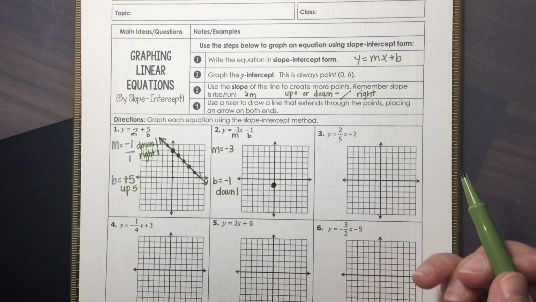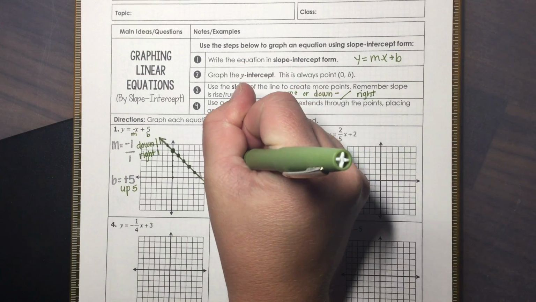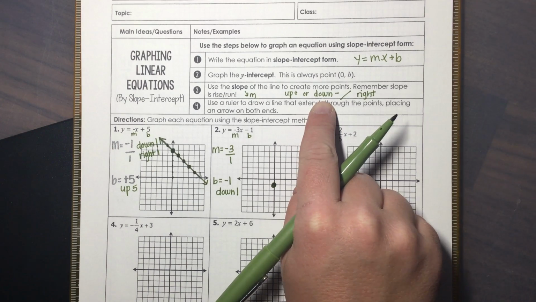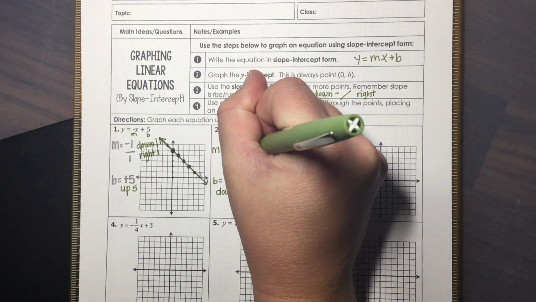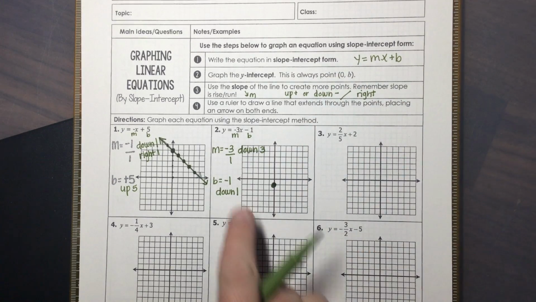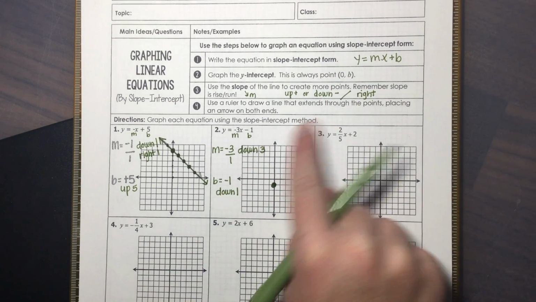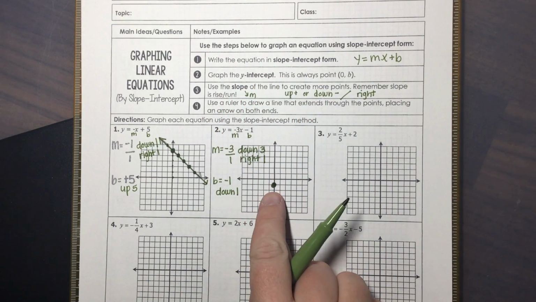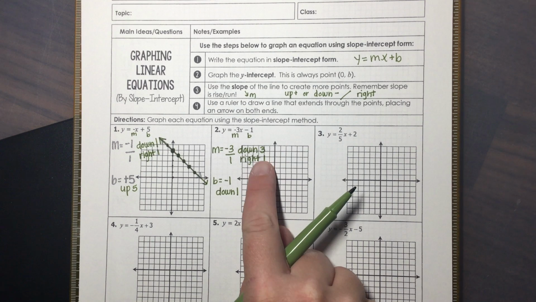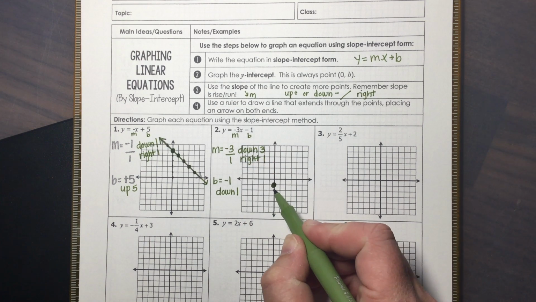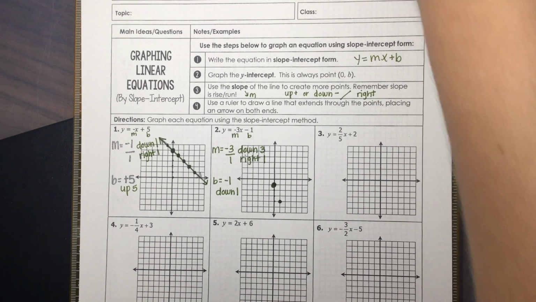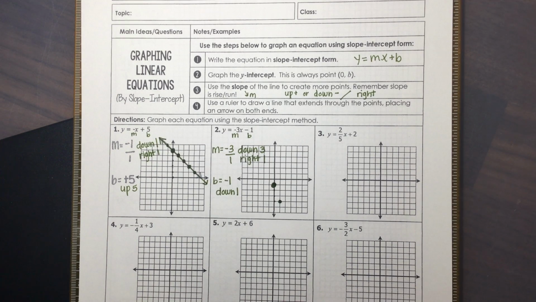So right now I don't have my fraction, so I can write divided by 1, because remember, that doesn't change anything. So now I have a negative, so a negative tells me I'm going to go down, and my number is 3. So I'm going to go down 3. Then I know it's always to the right, and I'm going to go right 1. So from this point on my y-intercept, I'm going to go down 3, right 1. So I go down 1, 2, 3, right 1. Okay? And I could keep going on with that pattern of going down 3, right 1.